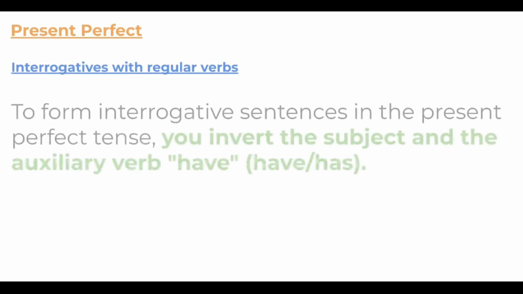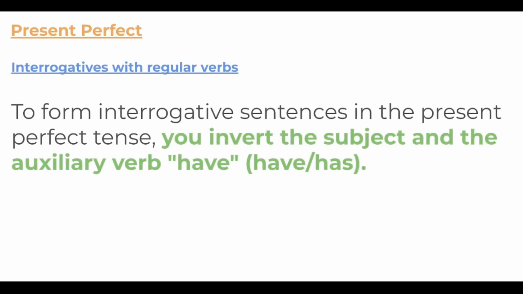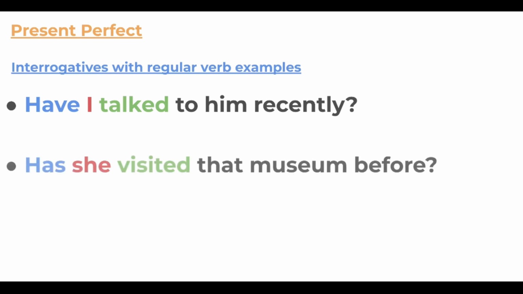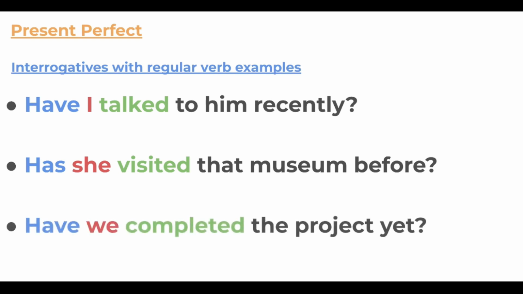Okay, interrogatives. What do we do? Well, we want to invert the subject and the auxiliary verb, have or has. Let's see this in action with regular verbs. So we start the sentence now with have. Have I talked to him recently? Has she visited that museum before? Have we completed the project yet?